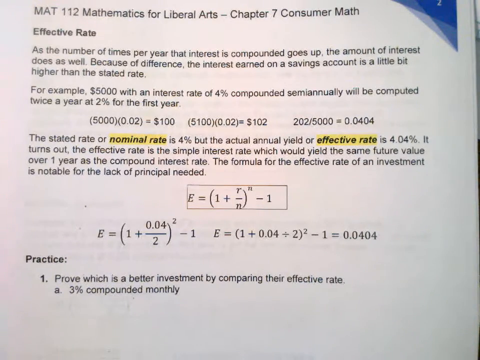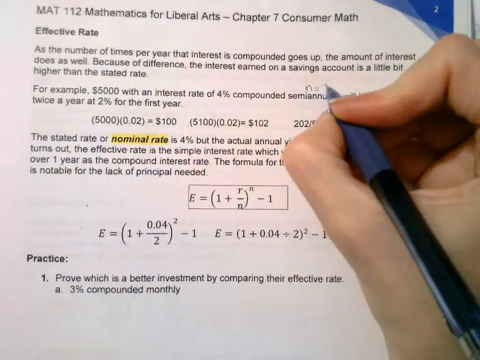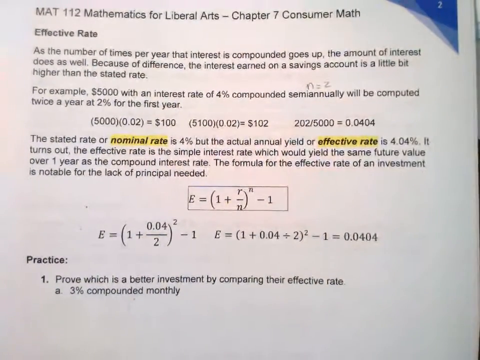Because of the difference, the interest earned on a savings account is a little bit higher than the stated rate. So for example, if you have your $5,000 with an interest rate of 4% compounded semi-annually, or n is 2, it will be computed twice a year for 2% for the first year, and so on.